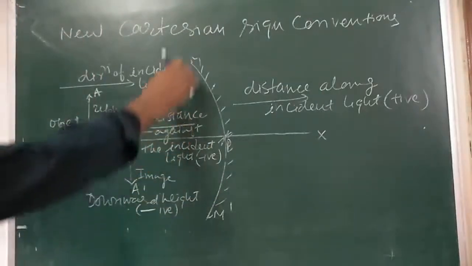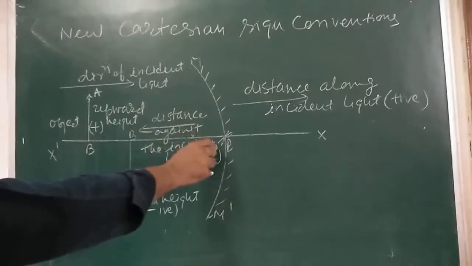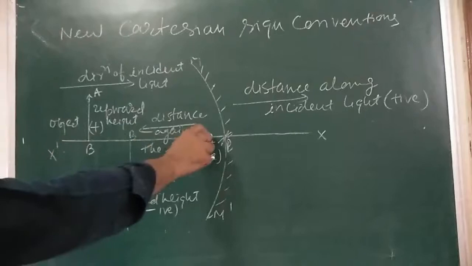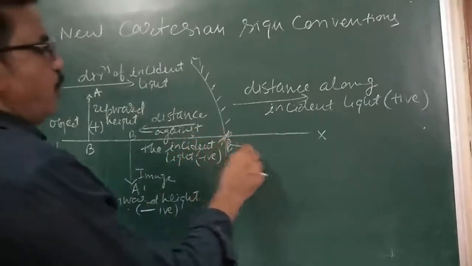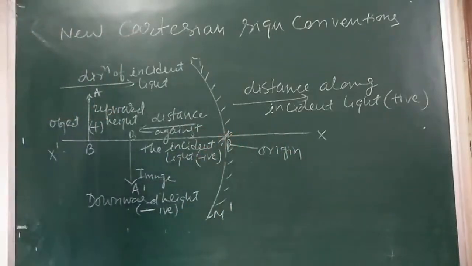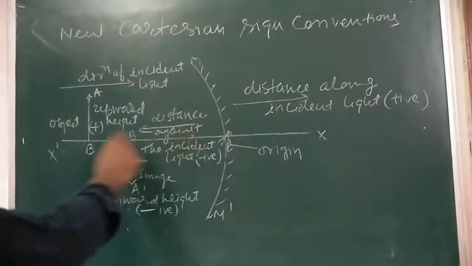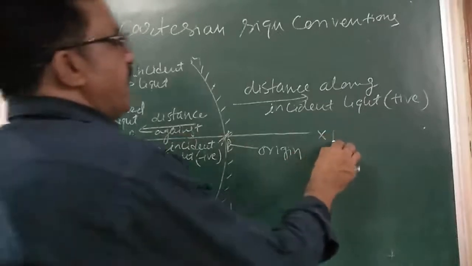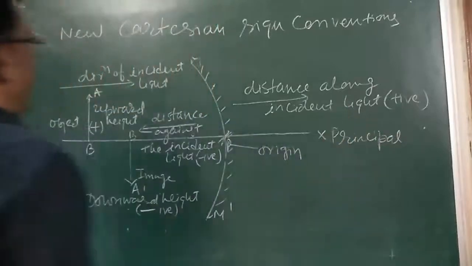According to this new sign convention, the principal axis of the mirror is taken along the x-axis of the rectangular coordinate system, and the pole P of the mirror is taken as the origin. This pole P will be taken as the origin, the starting point. And the principal axis of the mirror is taken along the x-axis. This is the first convention.